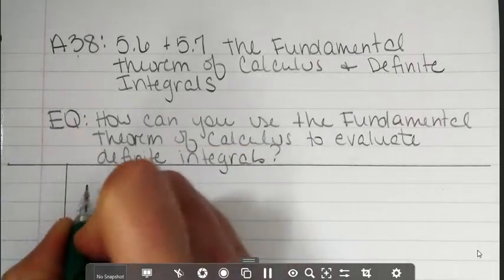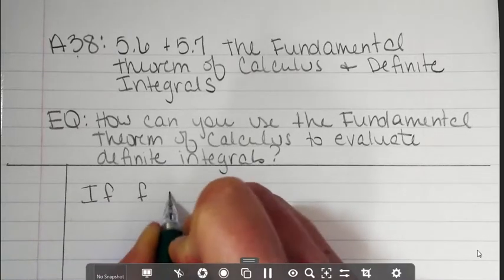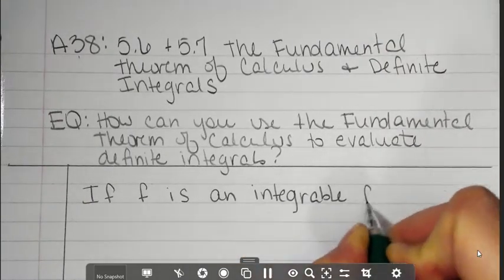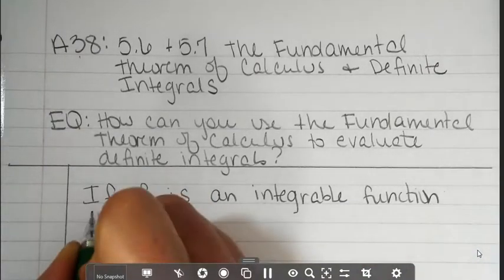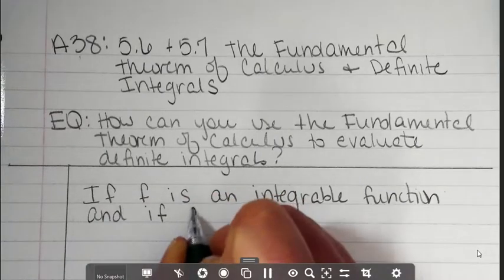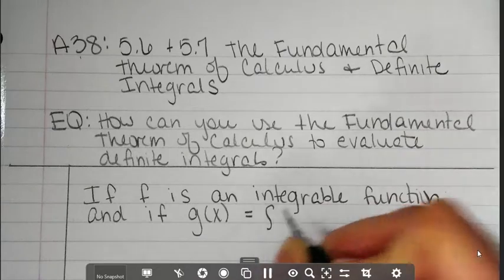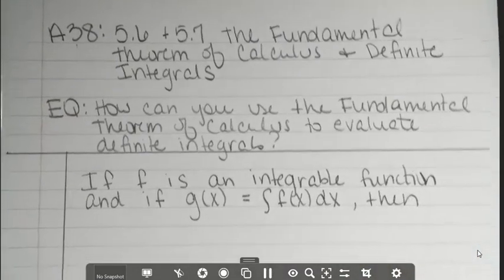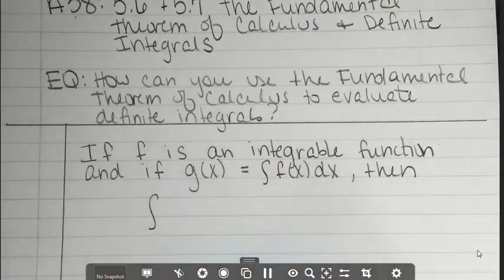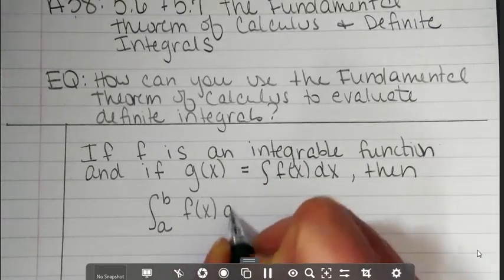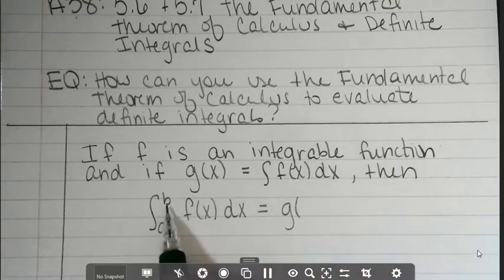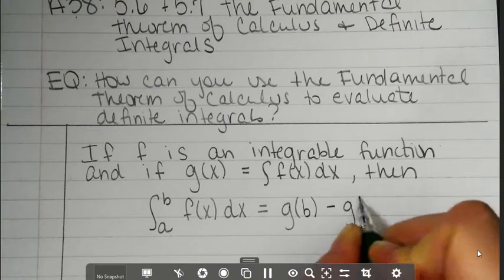So the fundamental theorem of calculus basically says this. If f is an integrable function, and if g of x equals the integral of f of x dx, then that means that if you take the definite integral from a to b of f of x dx, what you're going to get is basically g of the upper limit, g of b, minus g of a.